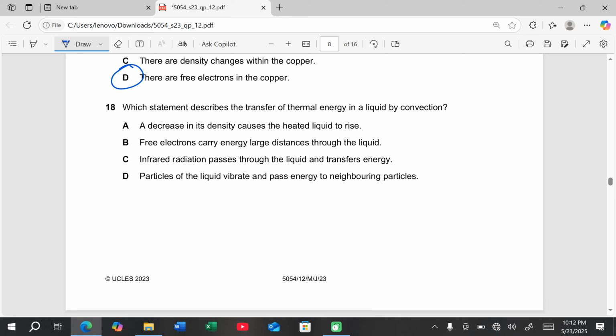Which statement describes the transfer of thermal energy in a liquid by convection? The decrease in its density causes the heated liquid to rise. Yes, that's the correct statement, but let's see why the other statements are wrong. Free electrons carry energy large distances throughout the liquid. That's for conduction, not for convection. Infrared radiation, that's for radiation. Particles of the liquid vibrate and pass on energy, that's also conduction. So it's A.